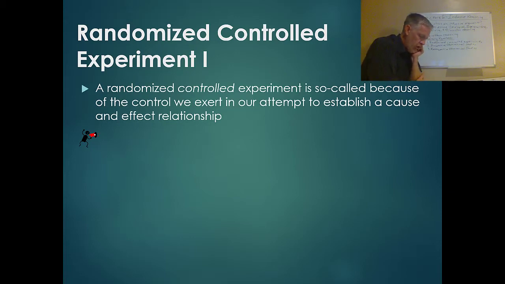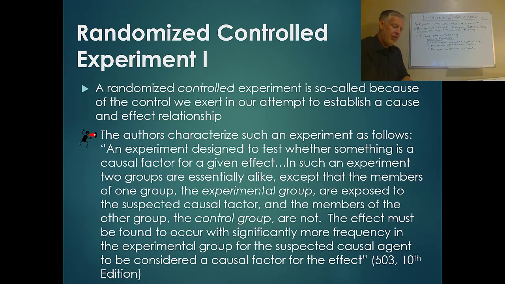Okay. So I like the way that the authors in the 10th edition, from page 503, characterize what's going on in a randomized controlled experiment. They suggest the following, okay. Quote, it's an experiment designed to test whether something is a causal factor for a given effect. In such an experiment, two groups are essentially alike, except that the members of one group, the experimental group, are exposed to the suspected causal factor, and the members of the other group, the control group, are not. The effect must be found to occur with significantly more frequency in the experimental group for the suspected causal agent to be considered a causal factor for the effect. So, and again, that was from 503 of the 10th edition.